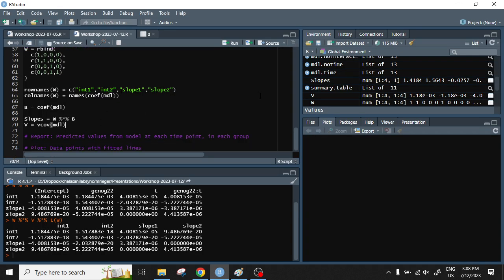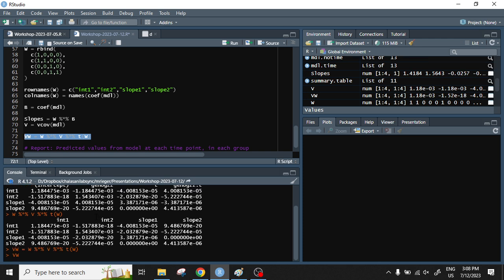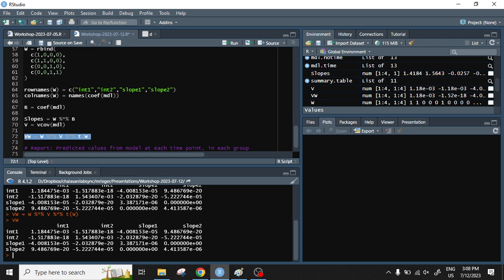So if I wanted to calculate that, I'm going to call this VW. Let's call it VW. And we'll call that W %*% V %*% W. And to transpose a matrix in R, you use the t function. So in MATLAB, there's just an apostrophe. But in R, you use this t function like this. Okay? So then VW has int1, int2, slope 1, slope 2, int1, int2, slope 1, slope 2.